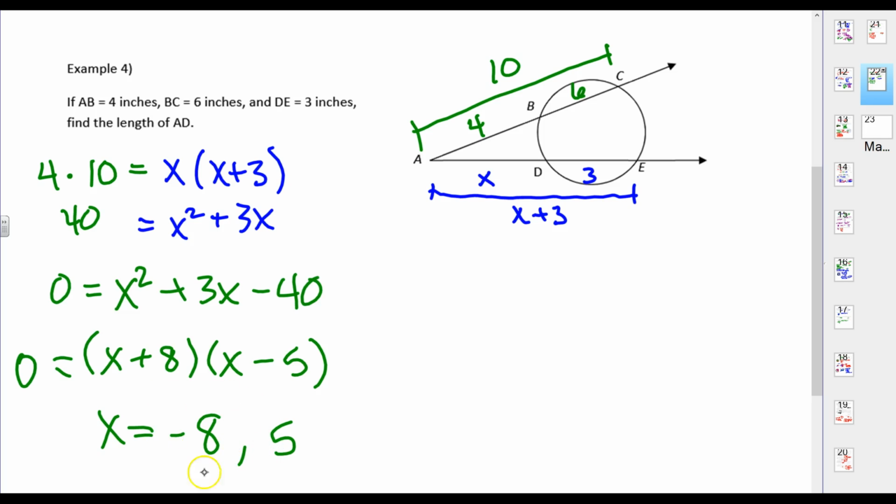Well, I don't like negative 8 as a solution because I can't have a negative side length, but I do like the 5, okay? That would mean that this piece here is 5, and this piece here is 8, and 5 times 8 is 40, just like 4 times 10 is also 40. So I get x equals 5.